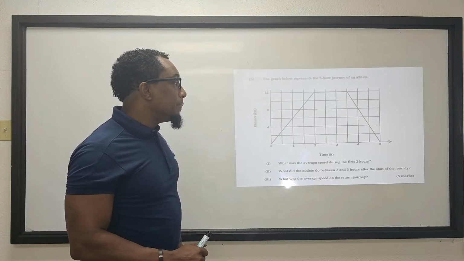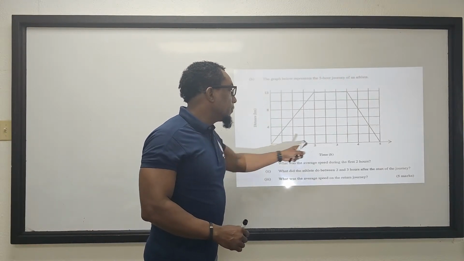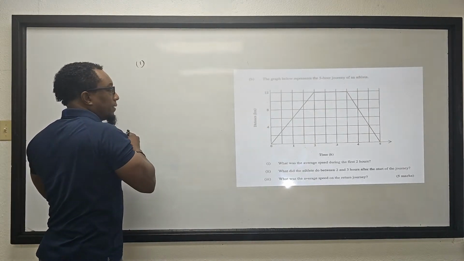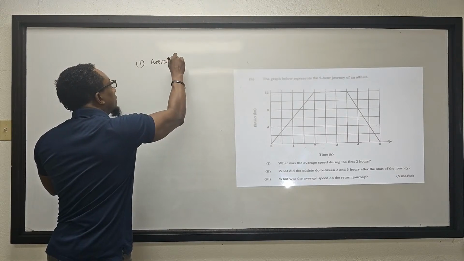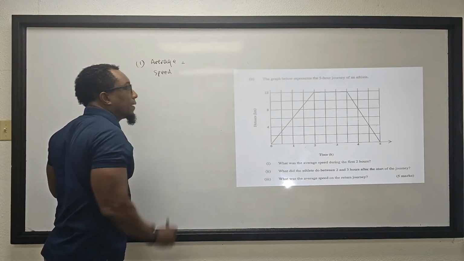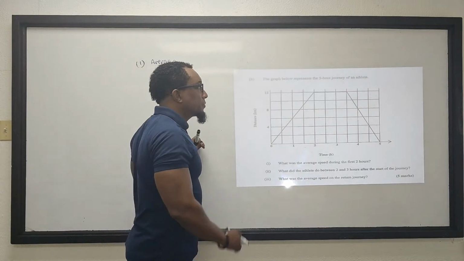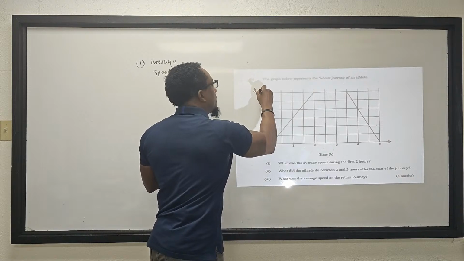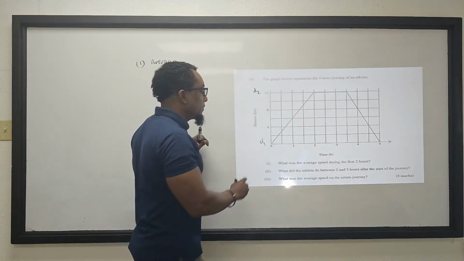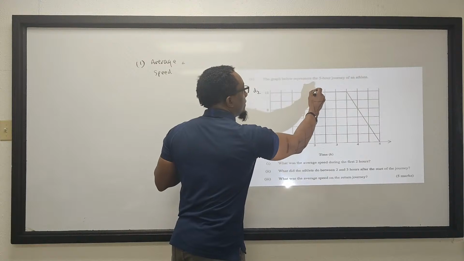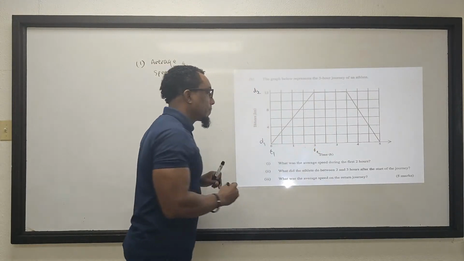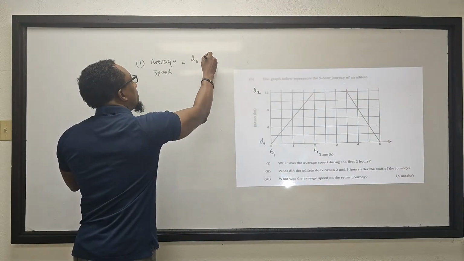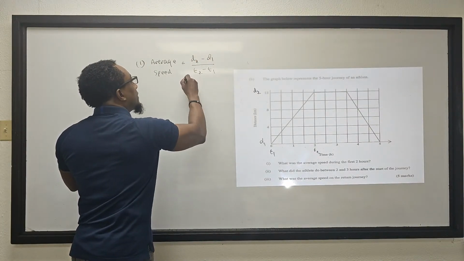So what is the average speed during the first 2 hours? The first 2 hours here. So the average speed, part 1. So remember, speed will be what? Change in distance, and if we're moving upwards right hand, so this is D1 and this is D2. And of course, if this is D1, this is T1. And if this is D2, that's T2. So it's going to be average speed, D2 minus D1 over T2 minus T1.